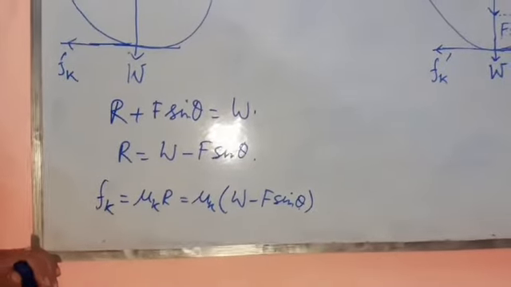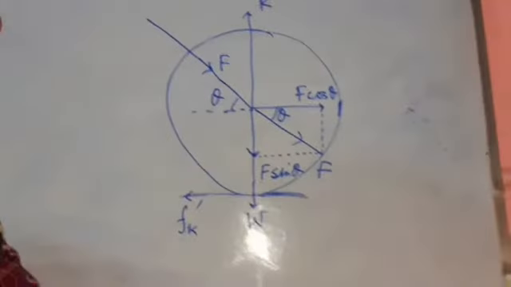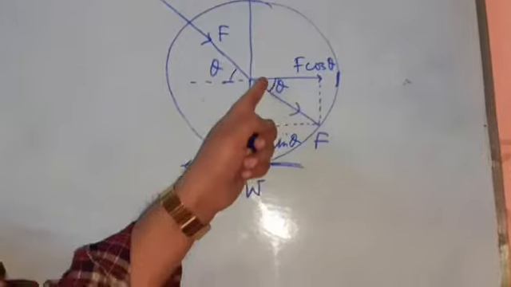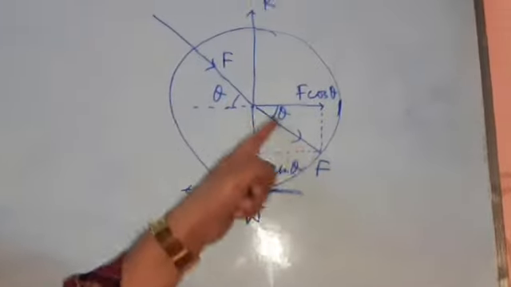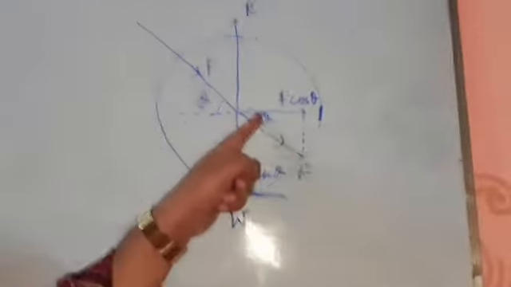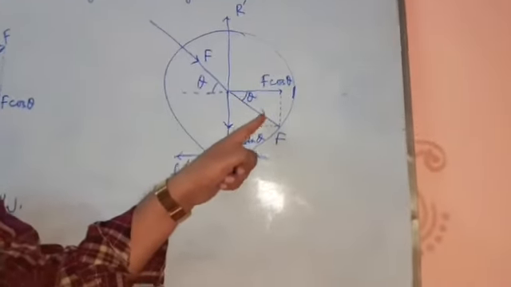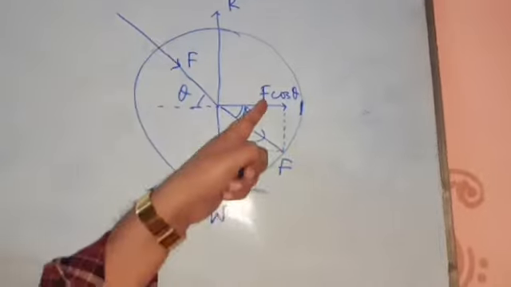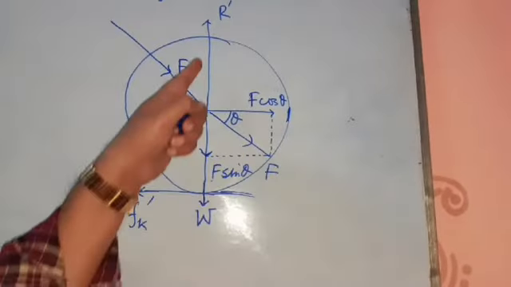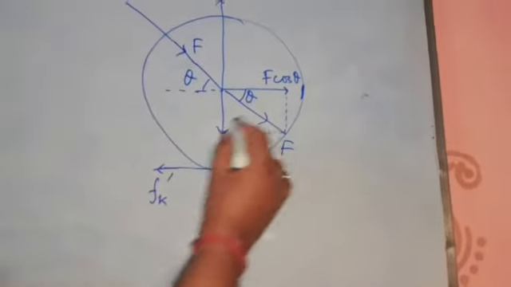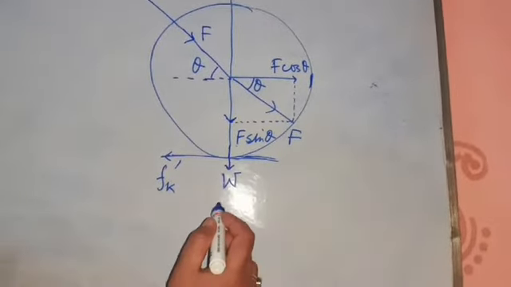This case we get. Now in this case we are pushing the roller by force F, which makes theta angle with the horizontal. So we can say the force is acting this side. As this is theta, this also will be theta. Now if we resolve this force F in the horizontal direction and the vertical direction, this side it will be F cos theta, this side F sin theta.